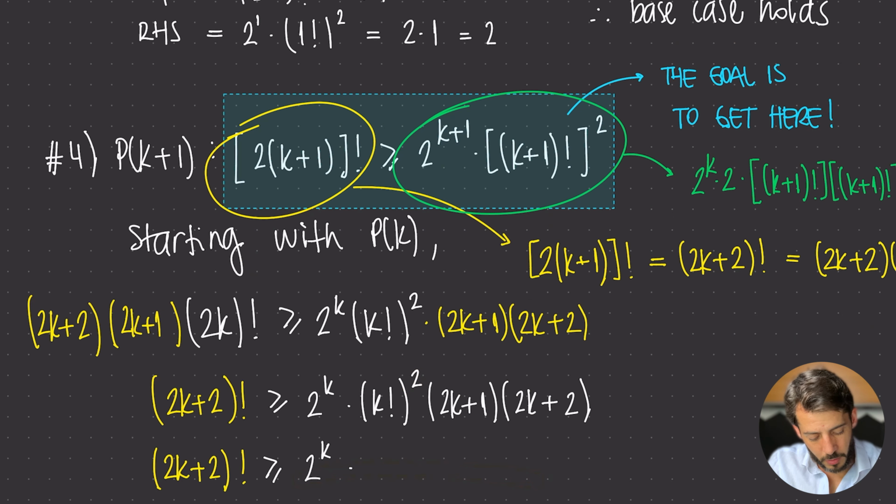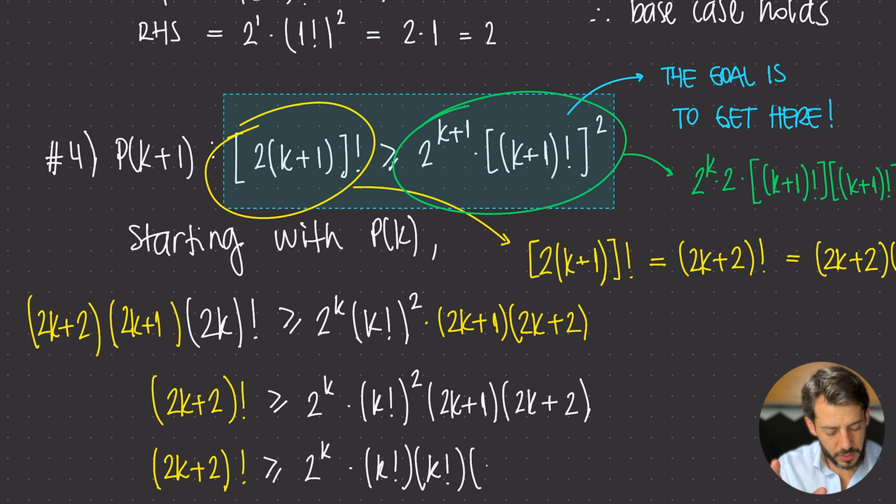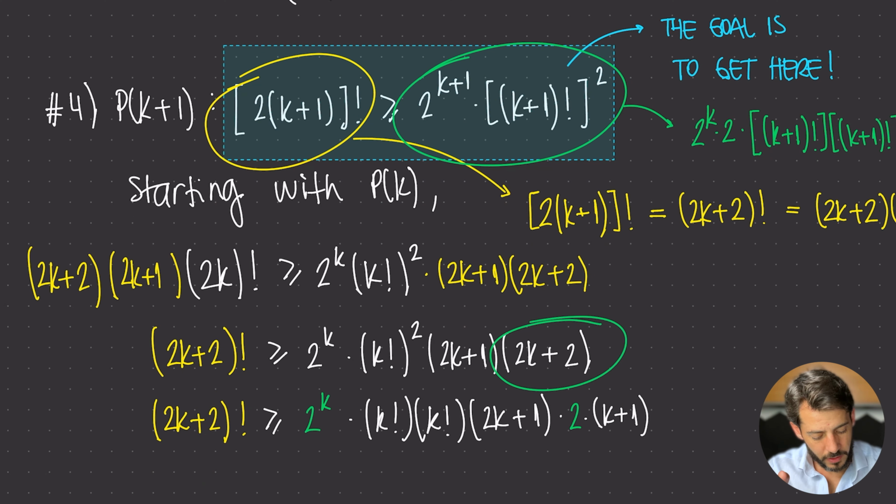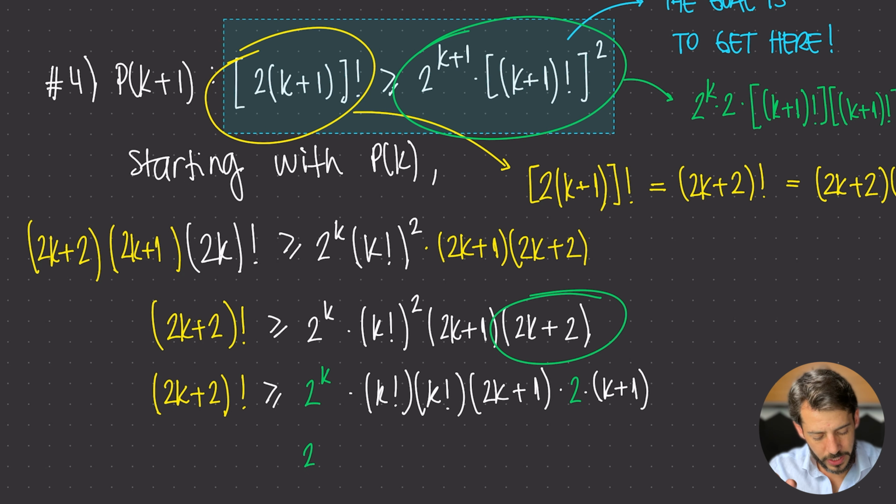I'm going to write this k factorial twice, meaning k factorial squared, just so we can spot something that can be replaced. And also, this guy will be written as 2 times k plus 1. Now, consider that you have 2 to the k times 2. We already created this 2 to the k plus 1, which should appear in our solution as well. And let me write what's left so we can continue.